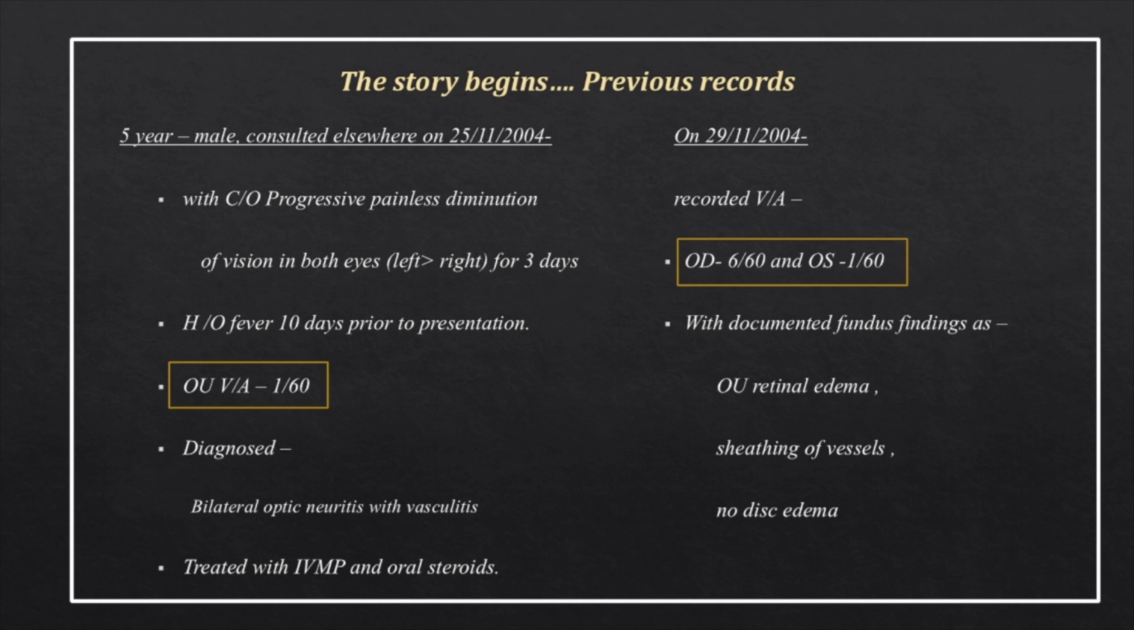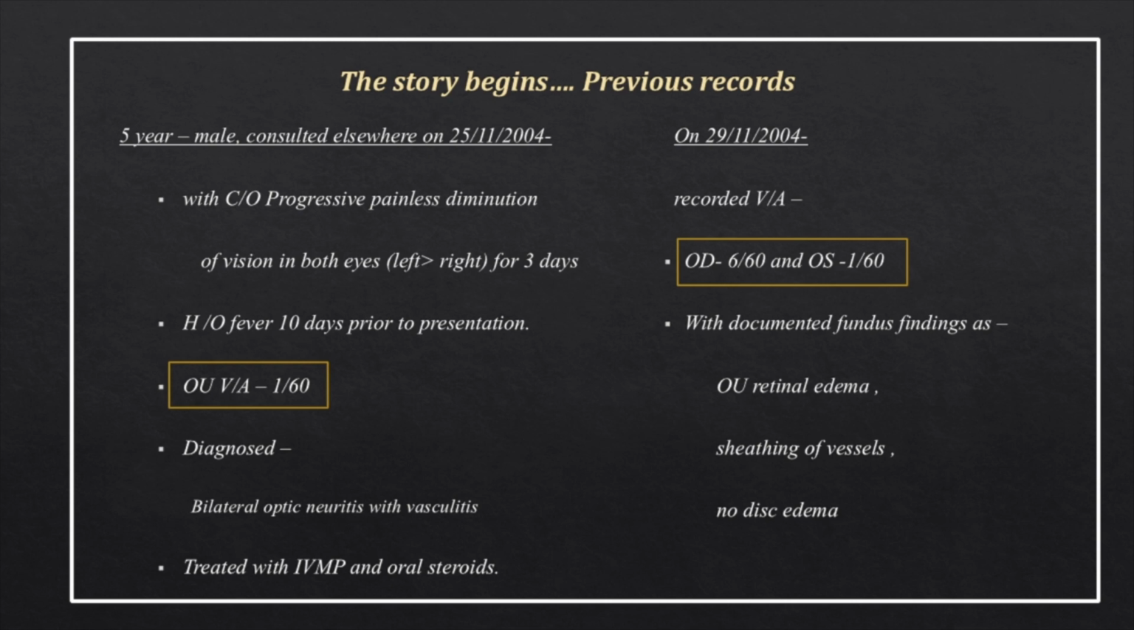On examination, the visual acuity in both eyes was 1 by 60, and he was diagnosed with bilateral optic neuritis with vasculitis and treated with IV methylprednisolone and oral steroids. 4 days later, that is on 29th of November, his recorded visual acuity showed improvement in the right eye, from 1 by 60 to 6 by 60. However, the left eye remained the same.